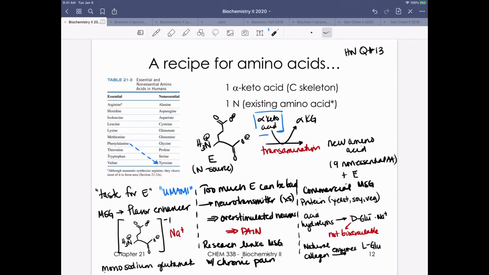Remember, we have D sugars in our body and L amino acids. So this is not a bioavailable form, which could potentially be another reason why some people have problems with it. If you wanted to consume MSG, it's best to get it from a natural source. If anyone is able to obtain it from enzyme-degraded collagen, that is going to give us the L-glutamic acid, which is going to be much more bioavailable and less stressing on the body than the D flavor of that.